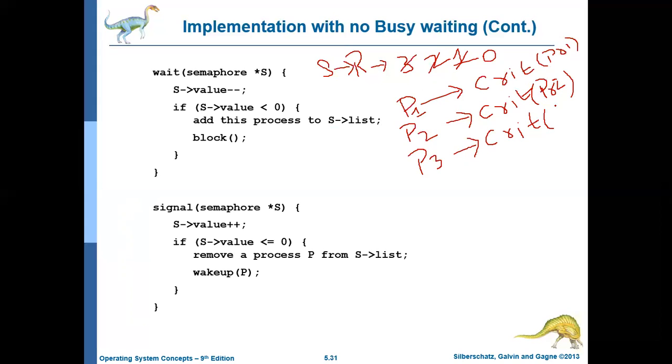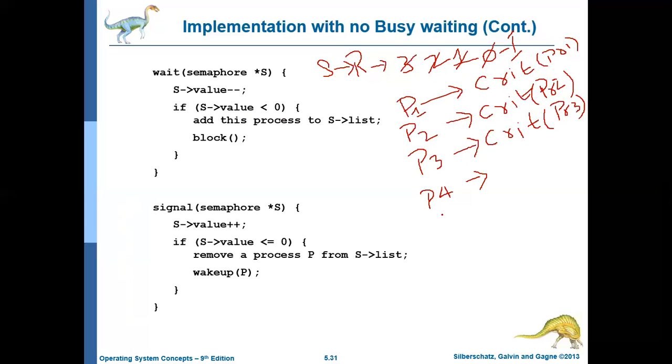Now say another job P4 comes and it wants a printer, so it calls wait of the semaphore. After calling wait, it just decrements, it doesn't check anything. So this 0 will become -1. After decrementing, it checks whether the value is less than 0. Yes, it is less than 0.